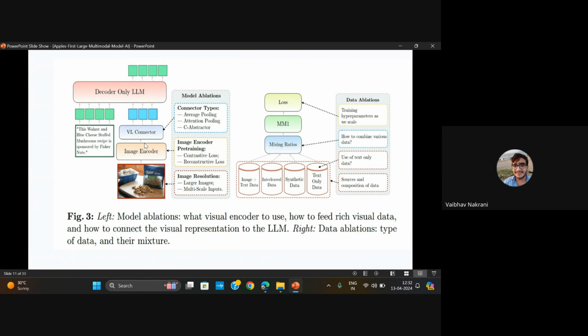So this makes the multimodal. But don't we have the image text probability distribution already in the clip? So why do we need the connector?